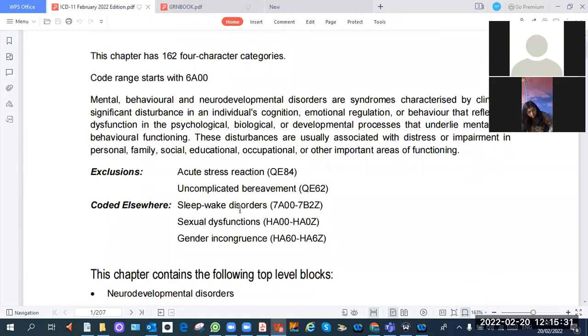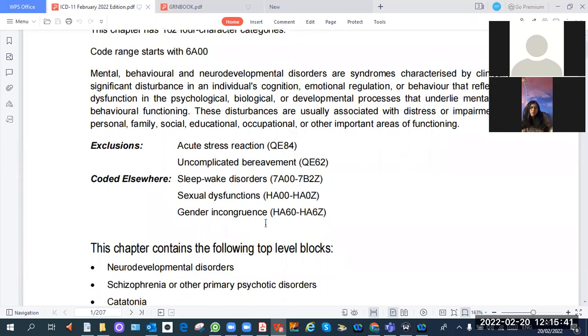So sleep-wake disorders are in chapter 7 now. Sexual dysfunctions are in chapter HA. Gender incongruence, it's no more gender identity disorder, so it is coded elsewhere. It is gender incongruence and it is under HA.